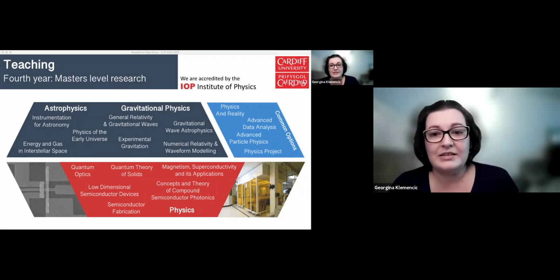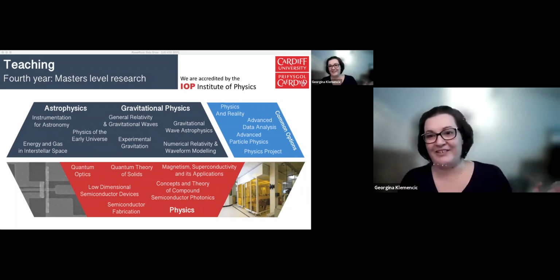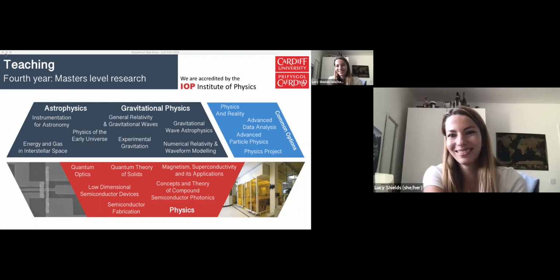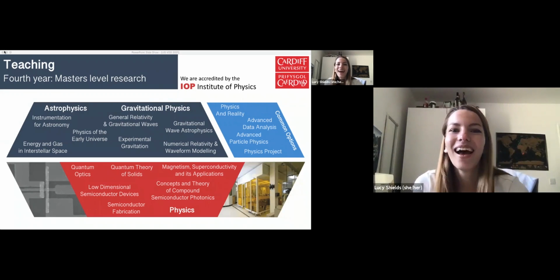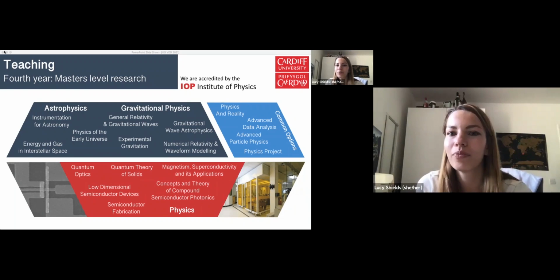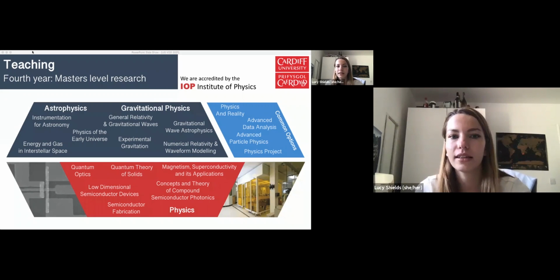So it's using a variety of teaching methods, and most of these modules will do something very similar. But the key thing here in this year is your physics project will take up the majority of the time, because it is like the third year project, but bigger. So again, Lucy and Rob, you'll have made your choices already, have you? Yeah. Lovely. Lucy, what are you doing? So I am doing instrumentation for astronomy. Oh, hooray! I'm also doing energy and gas in interstellar space, advanced data analysis, and also general relativity and gravitational waves, and gravitational wave astrophysics.